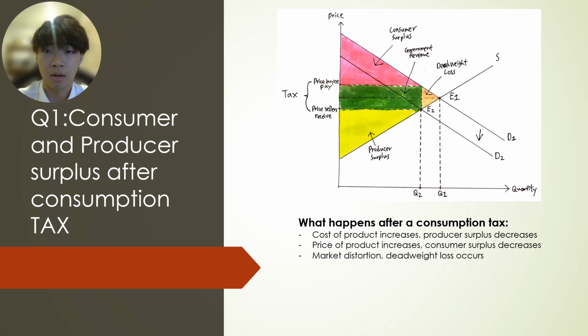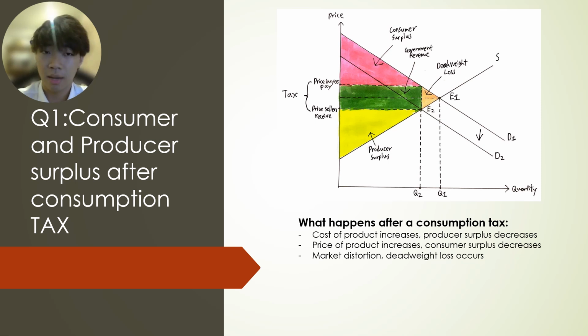Same thing goes for the seller. Their cost of production increased, which means they will be receiving less, so the gap between what they receive and what they are willing to receive will be smaller as well, leading to a reduced producer surplus. The difference between the price buyers pay and the price sellers receive on the vertical axis of this graph is the tax amount. The rectangle highlighted in green is the revenue the government will be receiving because of this tax.